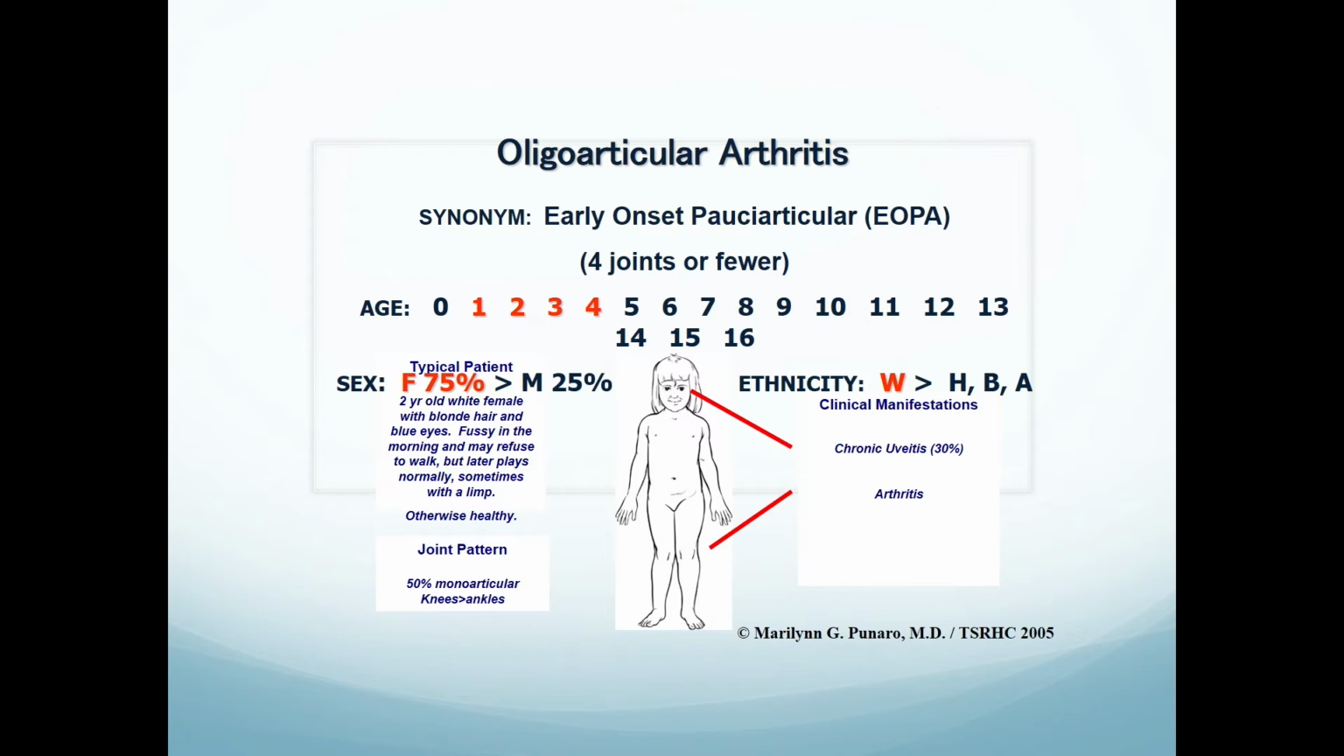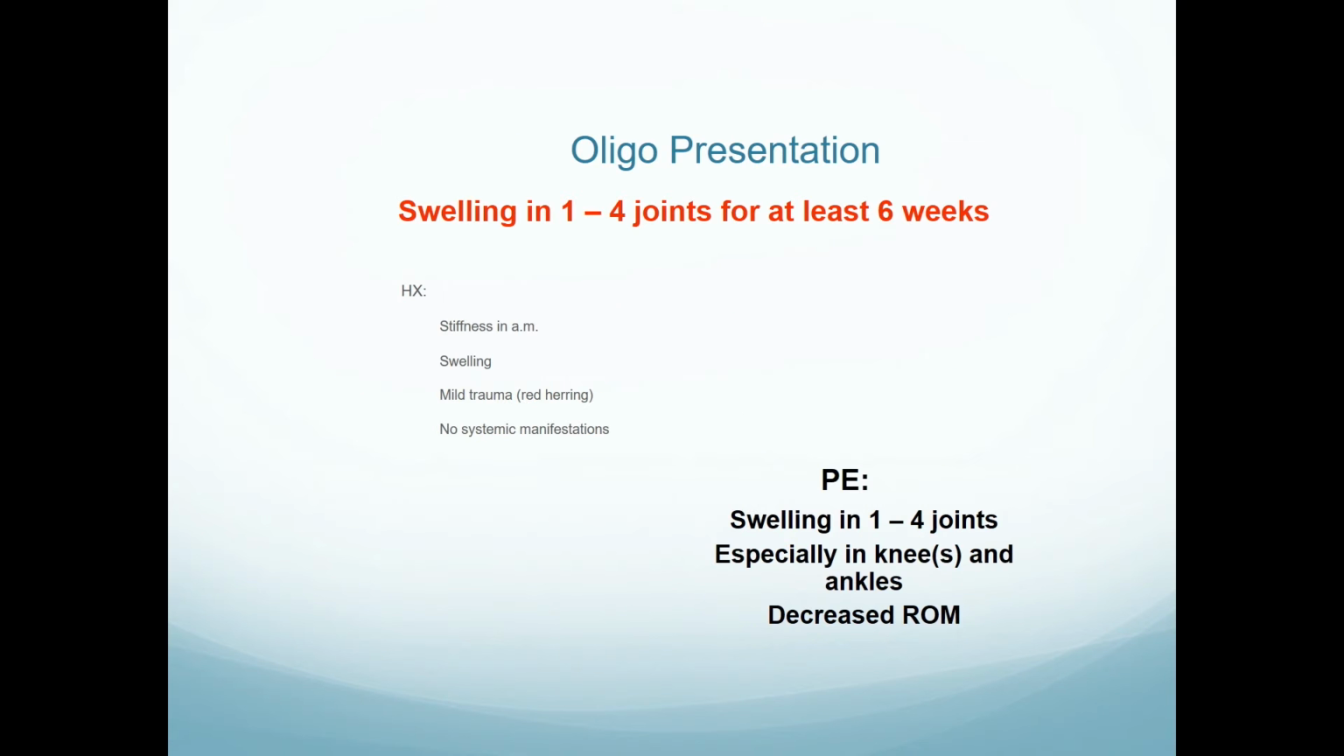Okay. So these have the easiest to treat joints and the hardest to treat eyes, and I'm going to show you some pictures of that. Unfortunately, about 1/3 of these kids will develop a chronic uveitis. Okay, so presentation, just like we talked about, you have to have swelling in at least a single joint for 6 weeks. So what about the history of trauma?